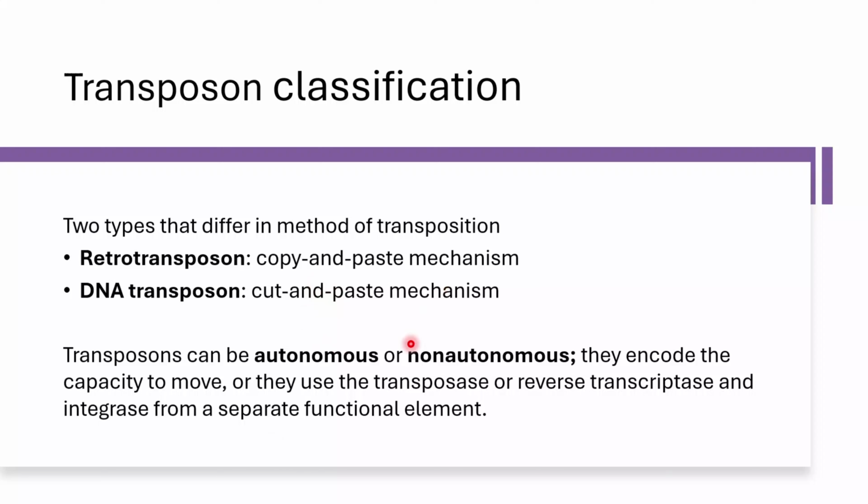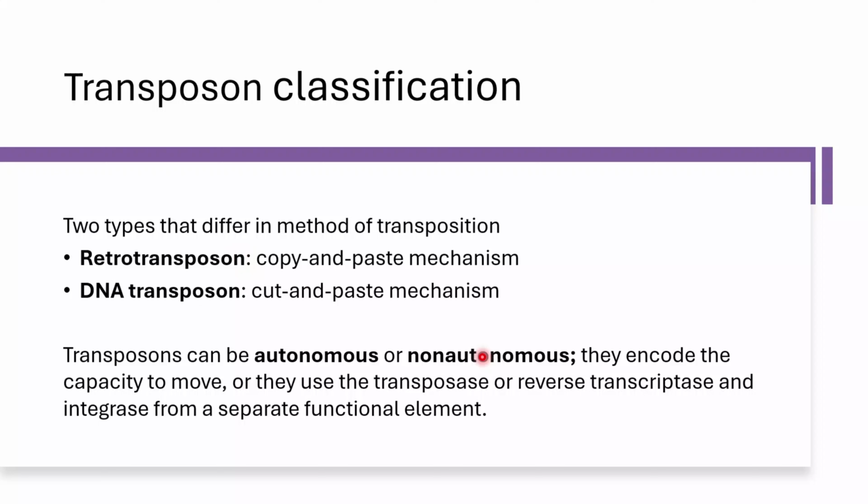There are two subtypes to these types. So there are the autonomous type and non-autonomous type. Autonomous means that the transposon itself encodes all the proteins that are required for its translocation, while the non-autonomous type will depend on the machinery of another transposon.